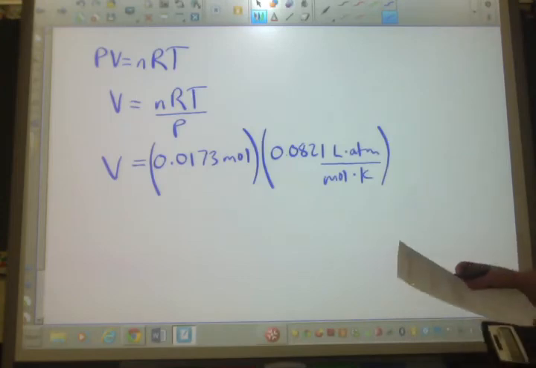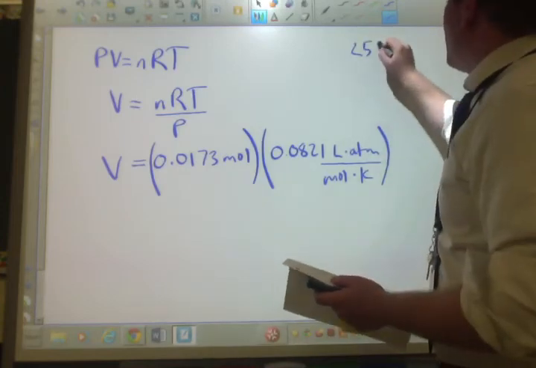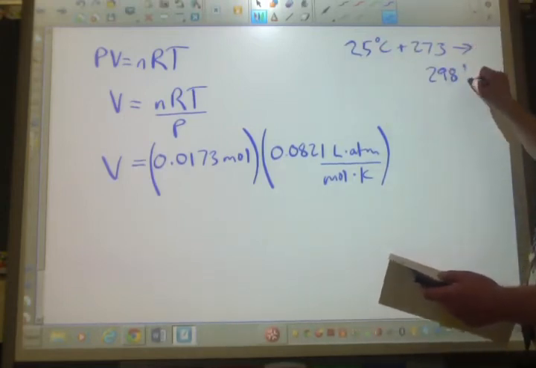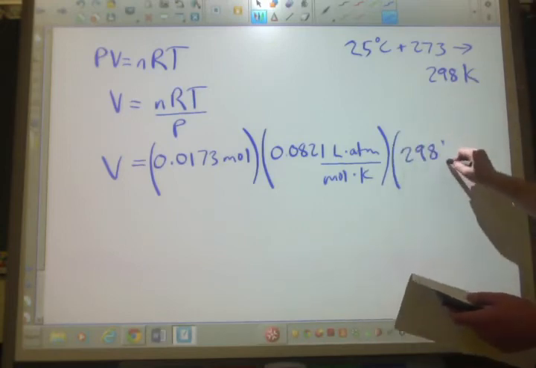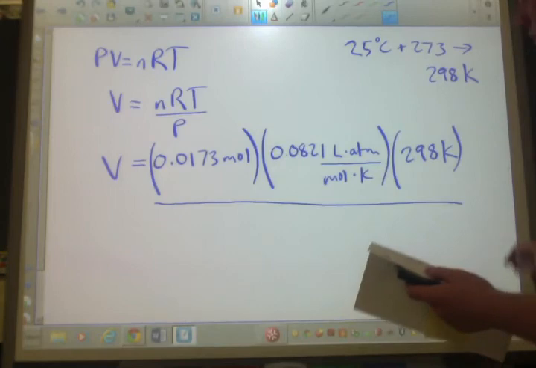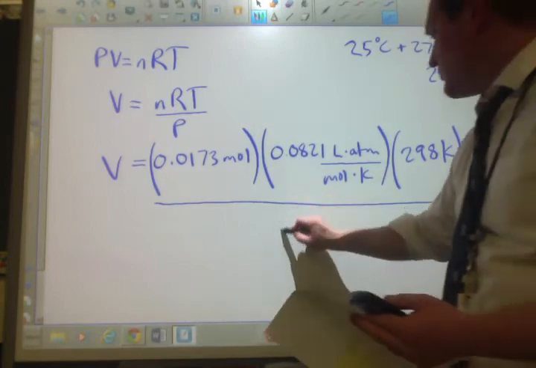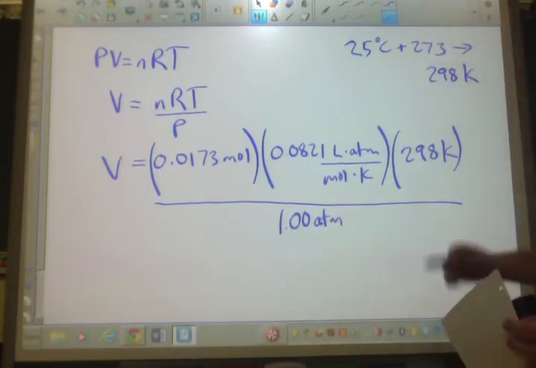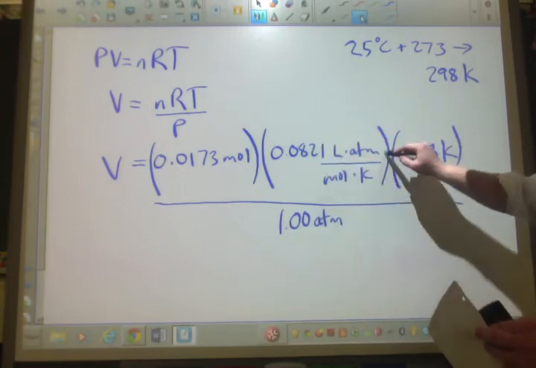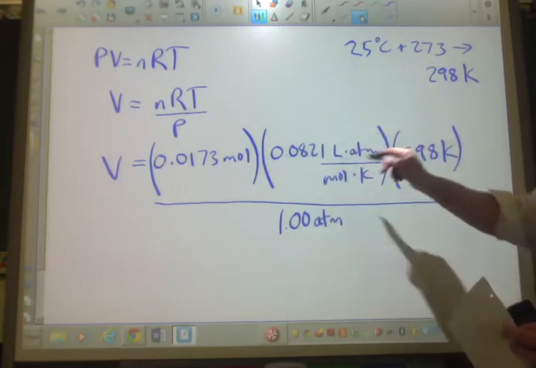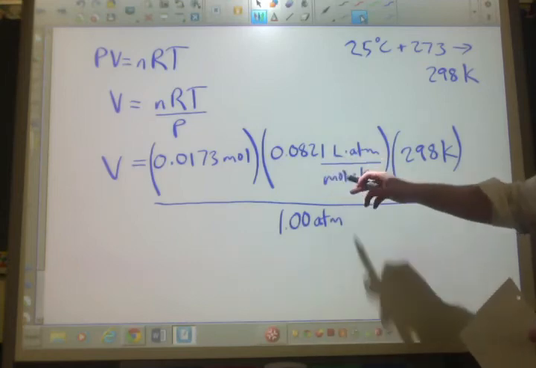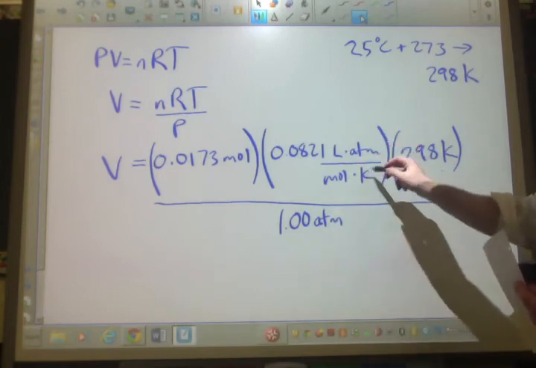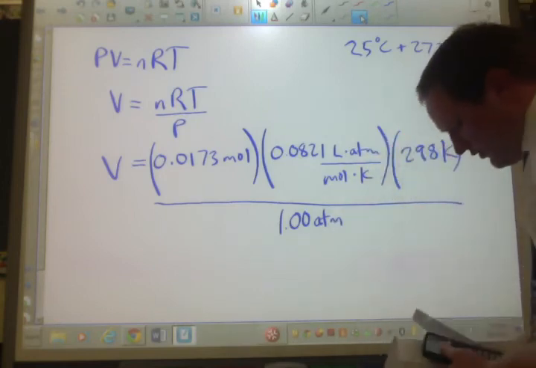Temperature is given to us, but it's given to us in degrees Celsius. So 25 degrees Celsius plus 273 gives us 298 Kelvin. Pressure is also given to us, 1.00 atm. By the way, if this were given to us in something other than atm, you would have to convert it, because our units for R are in liters atm over moles Kelvin. Now you can look up this constant with hundreds of different units, but in this case we need atmospheres to be our pressure, we need Kelvin to be our temperature. Anyway, let's do the math.